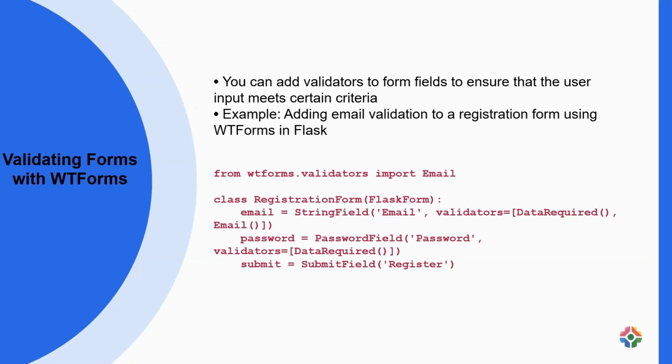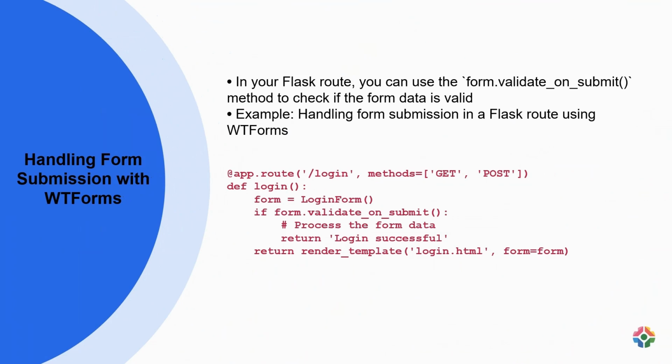data. When building a web application with Flask and WTForms, you can utilize the form.validate_on_submit method within your Flask route to verify the validity of the form data submitted by a user. This method will automatically trigger form validation and return true if the data is valid.